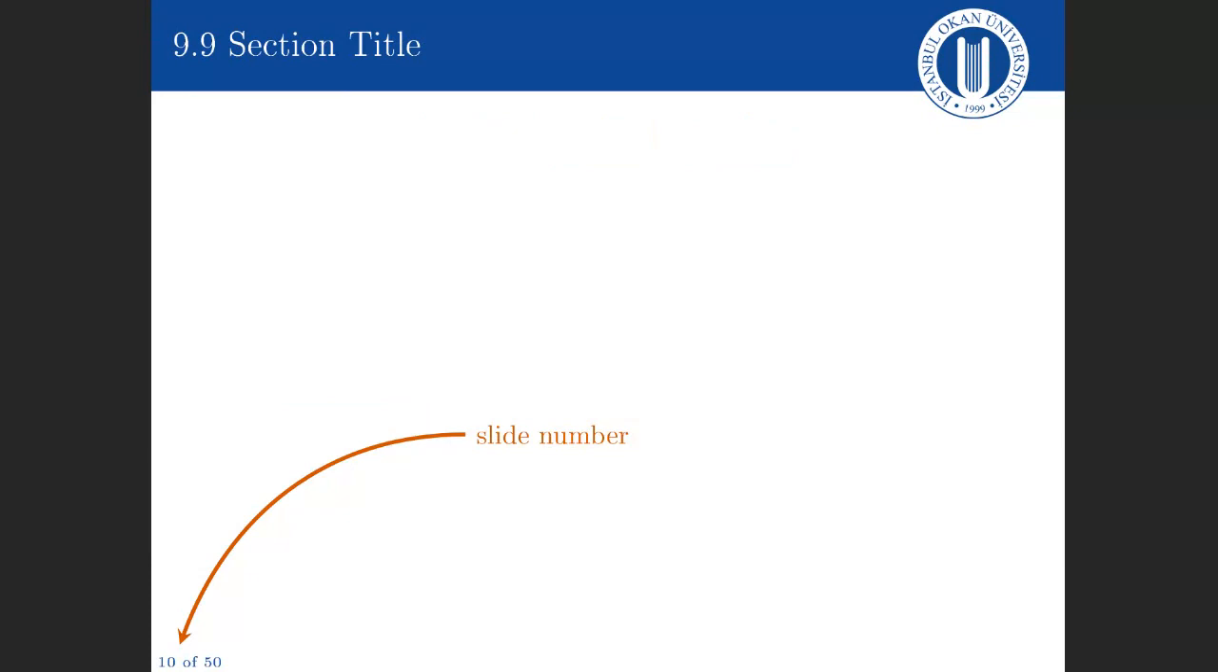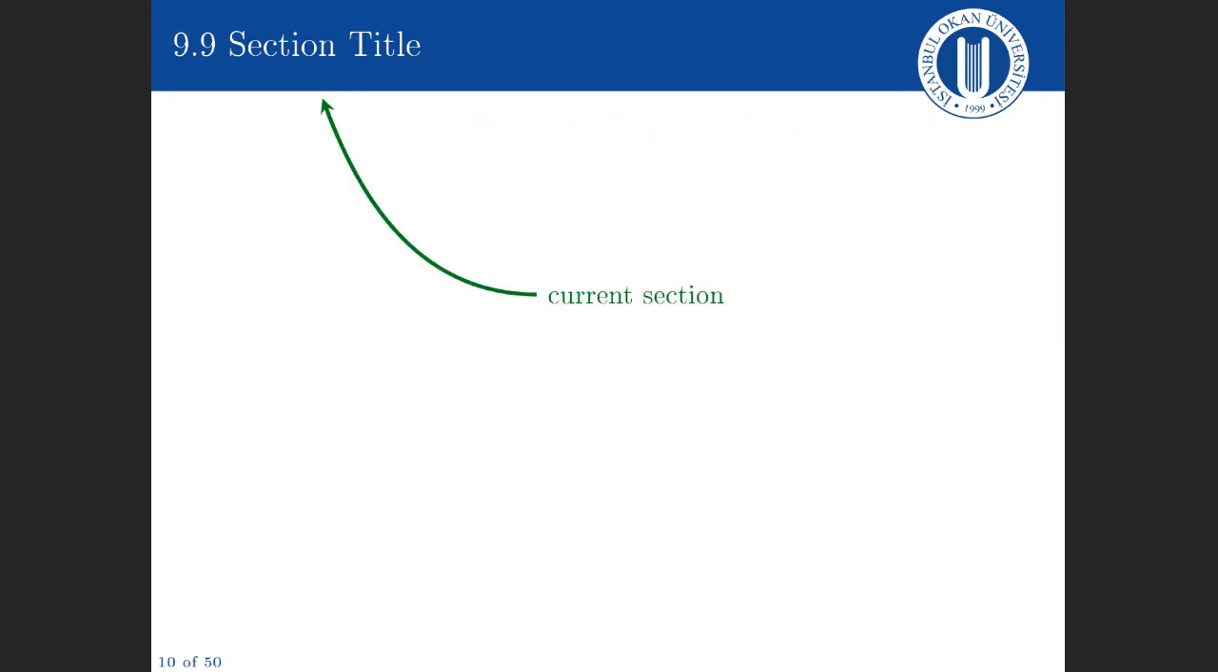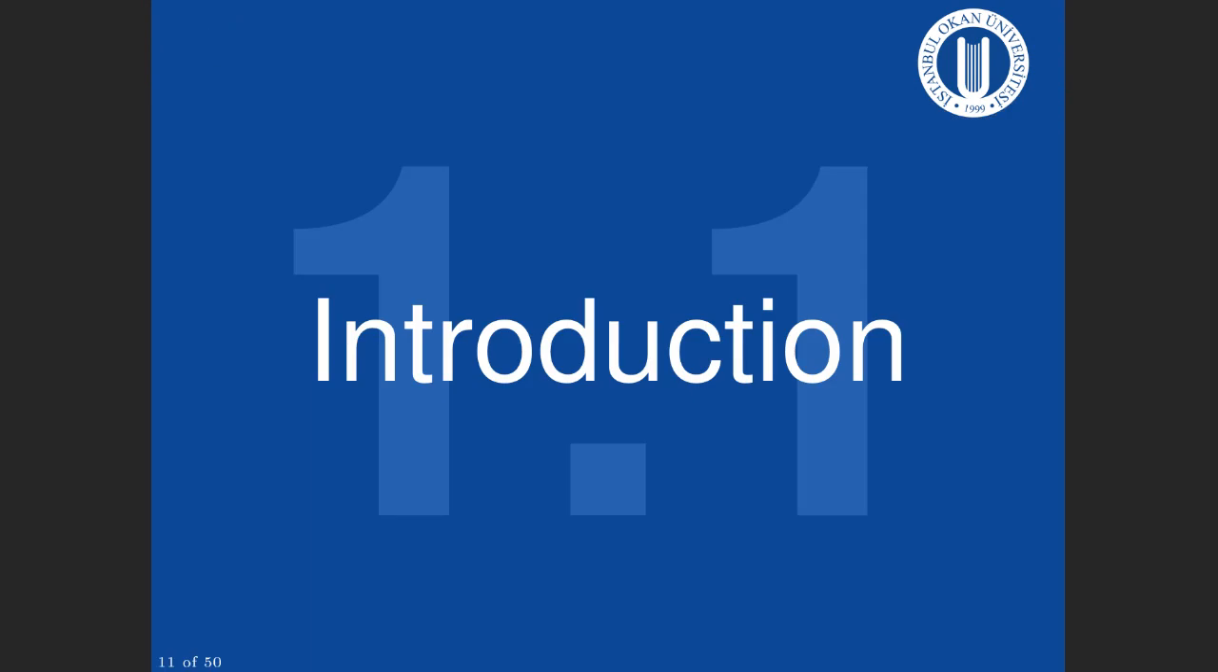You might have noticed I have a slide number down the bottom corner. This will give you an idea as to roughly how far through the lecture we are. And if you're following along in the lecture notes, there's the current section at the top, so you know where to look in the lecture notes.